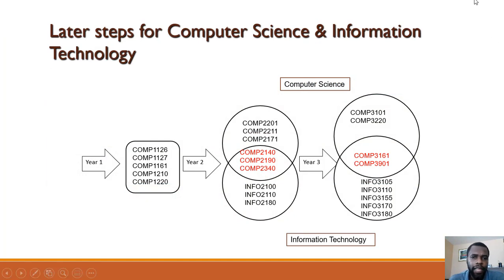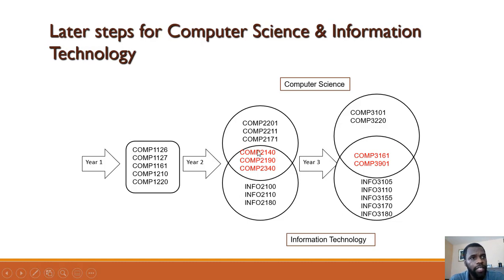So this slide shows you different core courses that you're going to be required. So if your major is computer science, at the second year you're going to have to take Comp 2201 discrete math, Comp 2211 analysis of algorithms, Comp 2171 the object-oriented design, Comp 2140 the software engineering, Comp 2119 eccentric computing, and Comp 2340 the computer organization course.